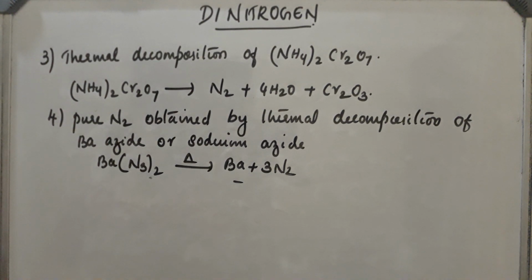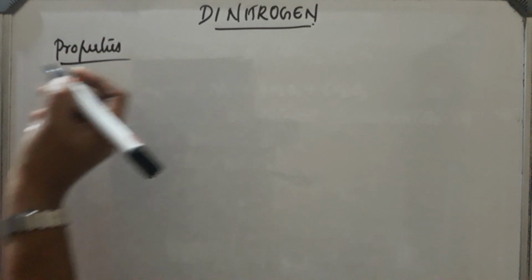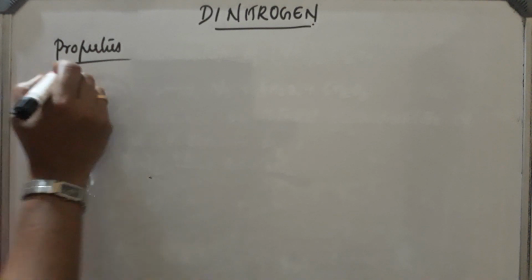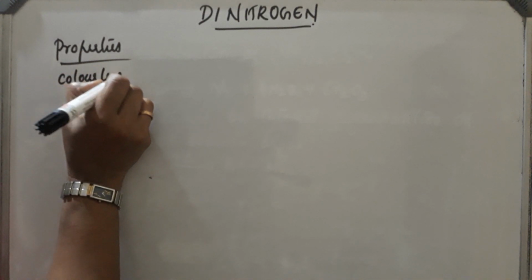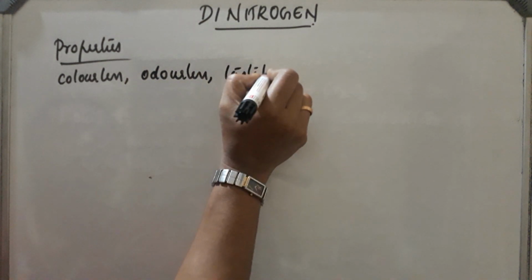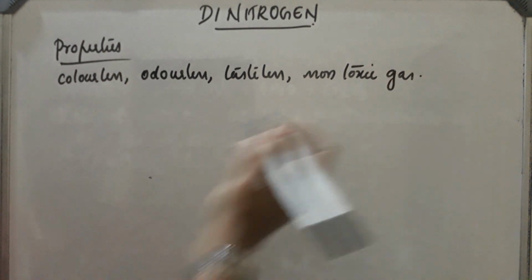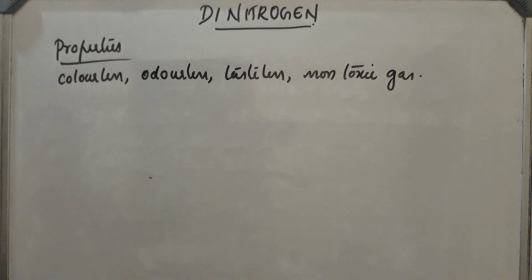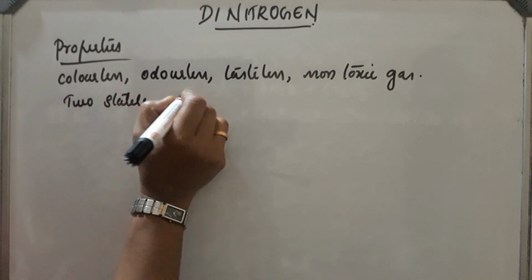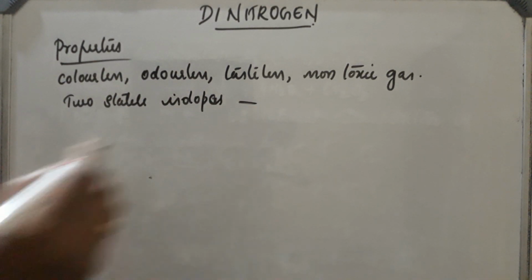Next, properties. Dinitrogen is a colorless, odorless, tasteless, non-toxic gas. It has two stable isotopes, N14 and N15.